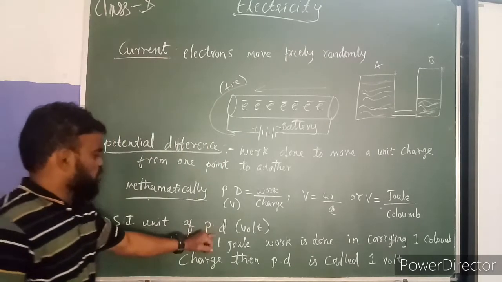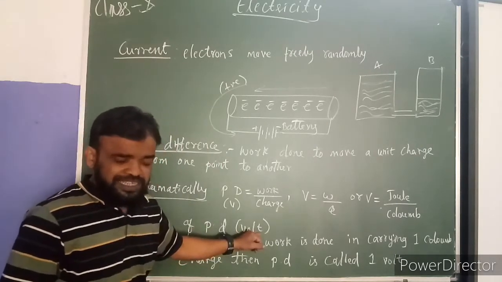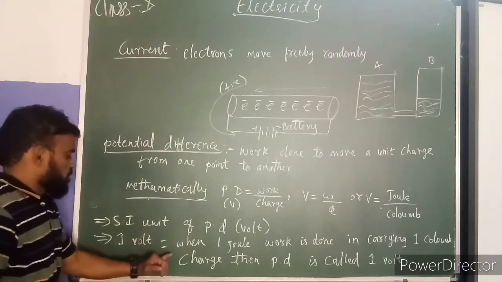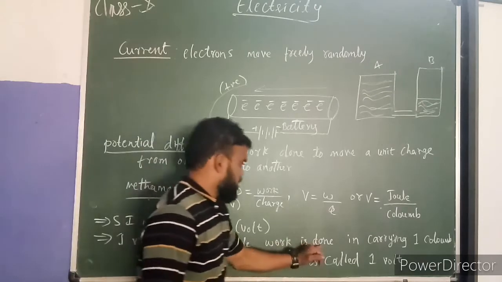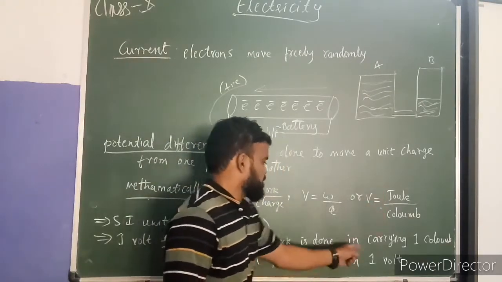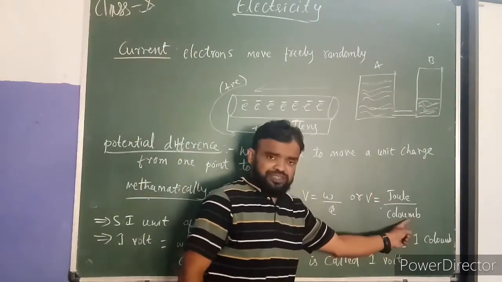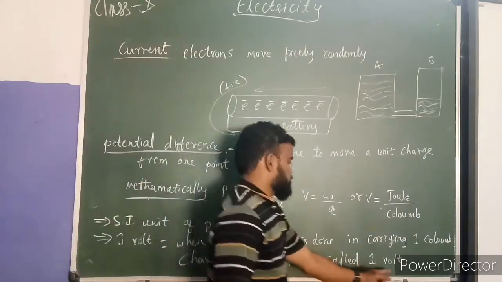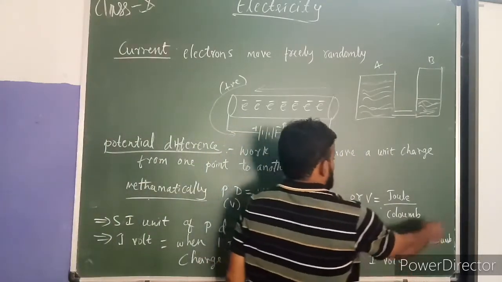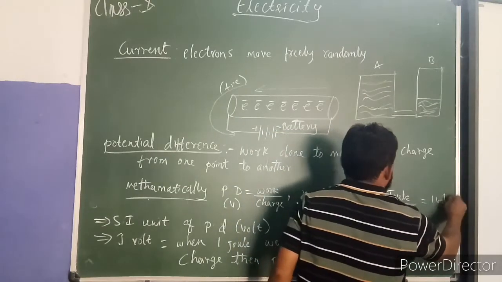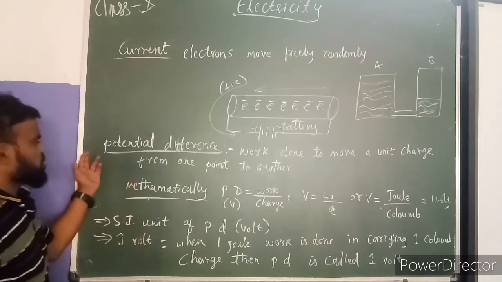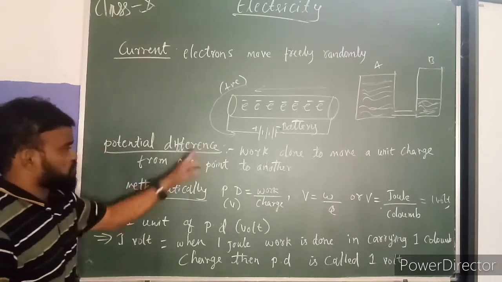The SI unit of potential difference is volt. When 1 joule of work is done in carrying 1 coulomb of charge, then the potential difference is 1 volt. What will we get? That is 1 volt. Understood? I don't know whether you understood, but that is what potential difference means.